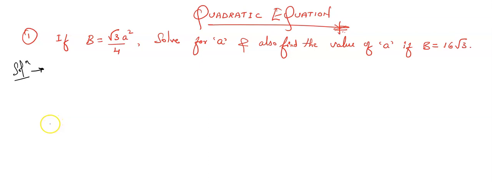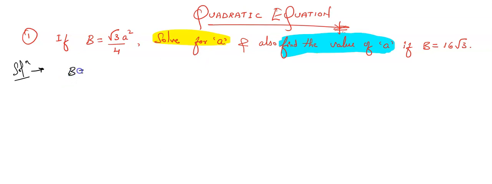See children, how to solve this question. If b is equal to root 3 into a square by 4, solve for a. Here there are two questions: one is solve for a and the second is find the value of a. They are asking first to solve and then to find the value of a.